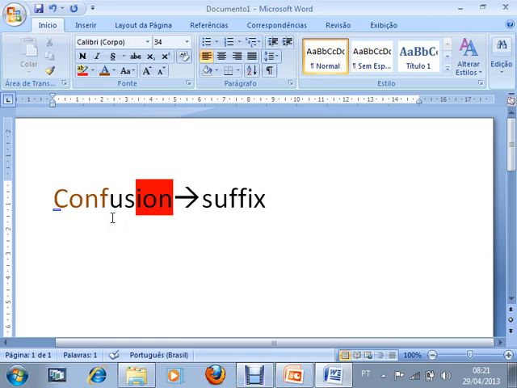Take the verb to confuse. So this is the simplest word we have. Confuse is a word that is composed by only one morpheme. The verb to confuse.